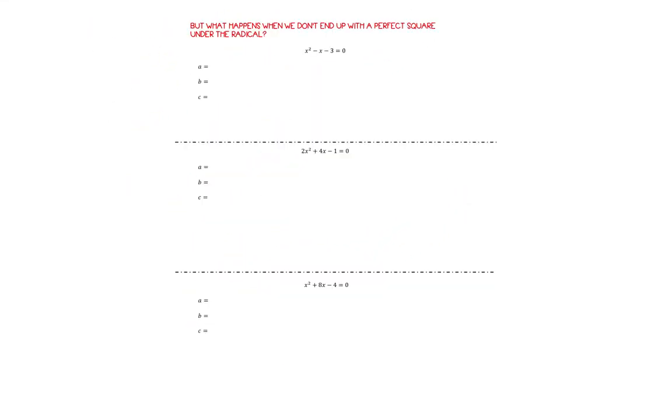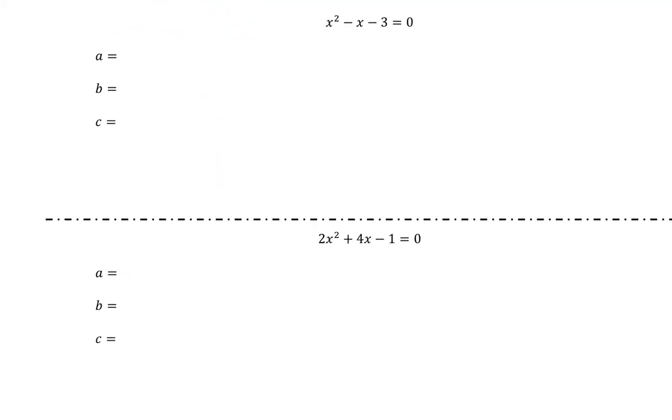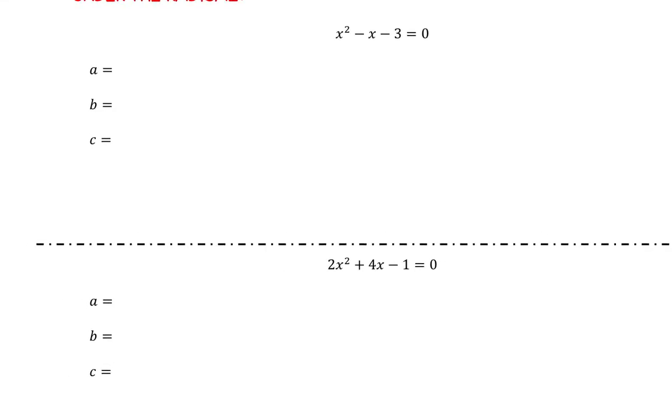Moving on to the back page, we are going to do more with the quadratic formula. But this one is what happens when we don't end up with a perfect square under the radical. So that's happened to us a few times, and that's okay. We are going to continue to look at how we would problem solve to make it work.